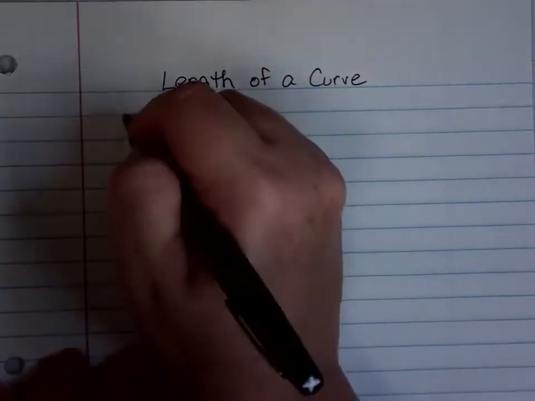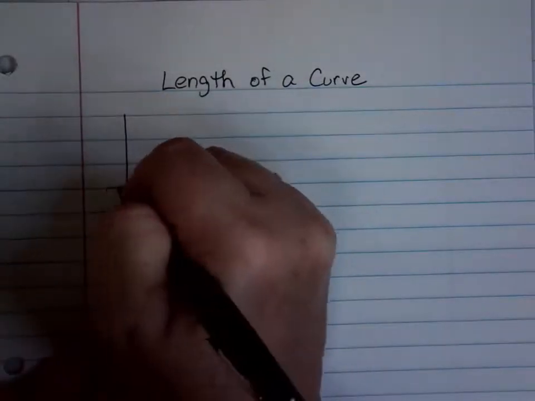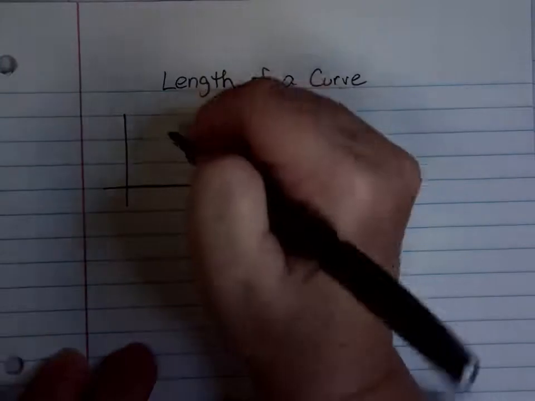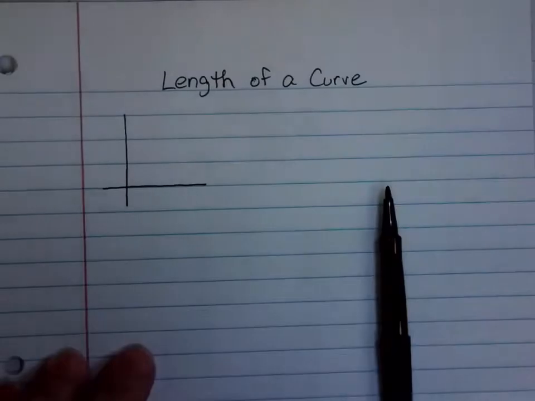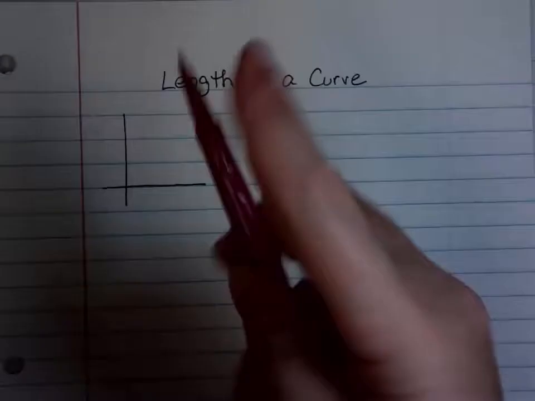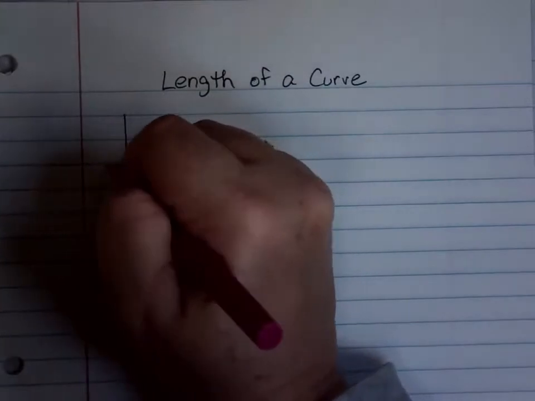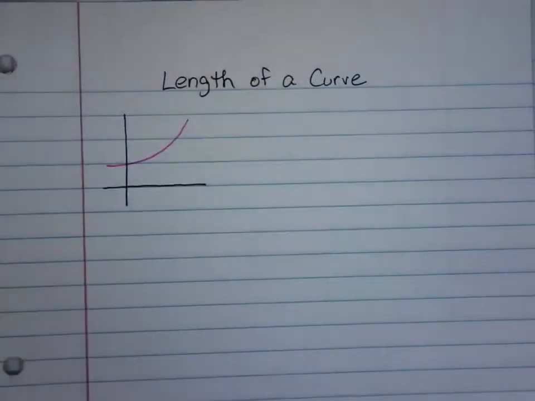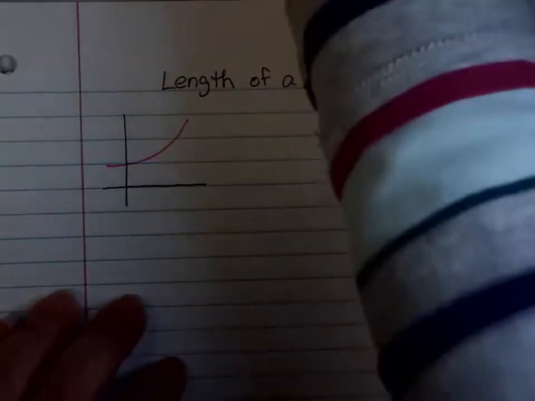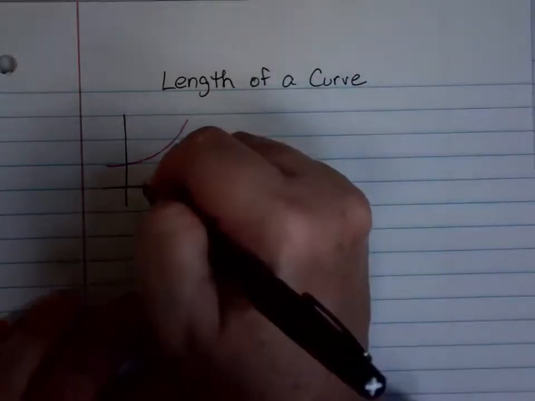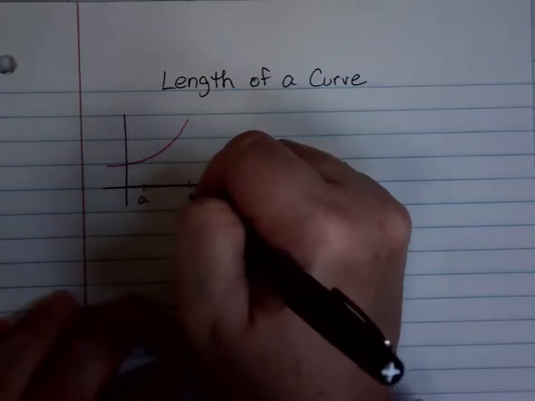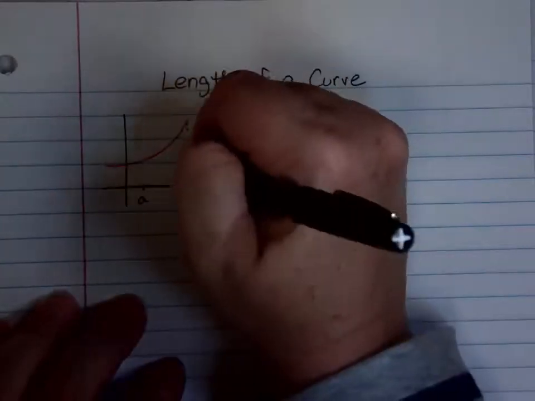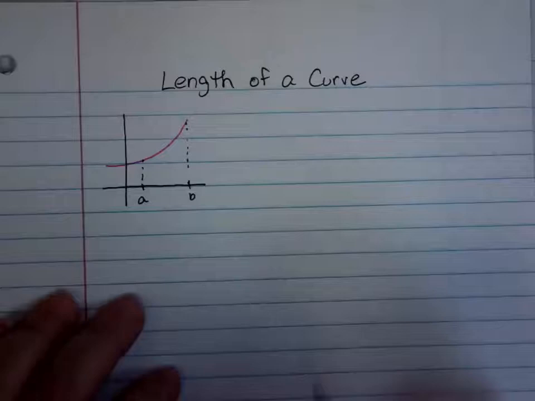Now, we have talked about area under a curve. So let's kind of review for a minute. Where is my other pen? Here it is. We have a first quadrant and we have a curve. We're going to say that A is here and B is here, and we want to find the area under that curve.